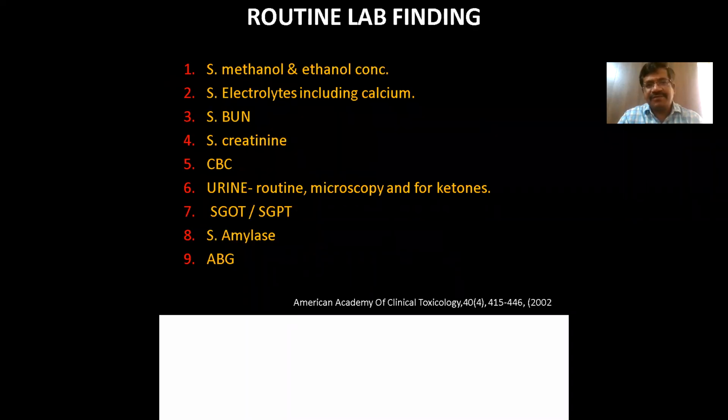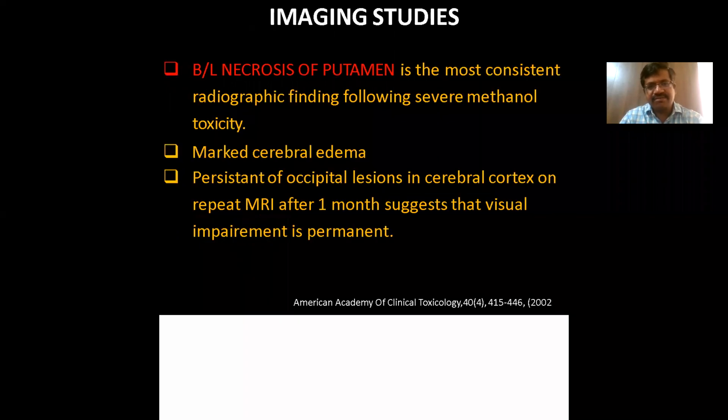The routine lab findings will again be serum methanol concentration, electrolytes including calcium, serum BUN, serum creatinine, CBC, and urine routine microscopy for confirmation. Also liver enzymes like SGOT and SGPT, serum amylase, and arterial blood gas. So it's almost similar to ethanol toxicity; the same lab tests are done.